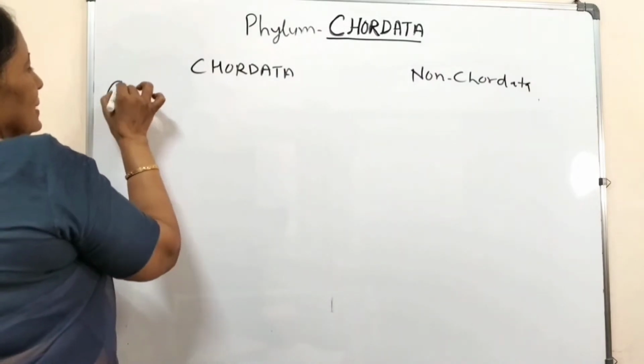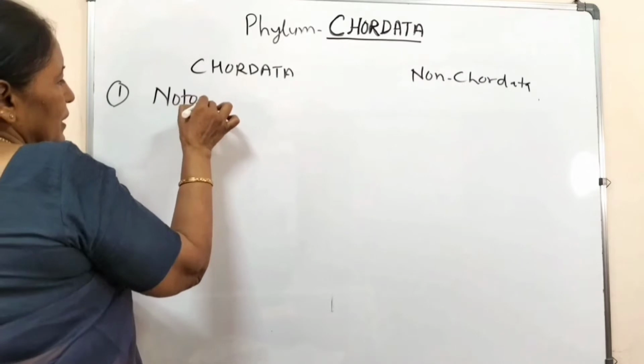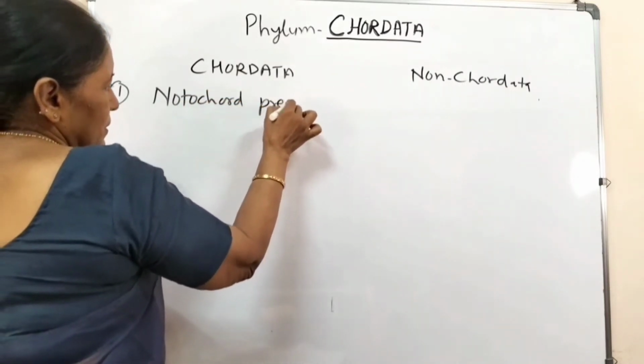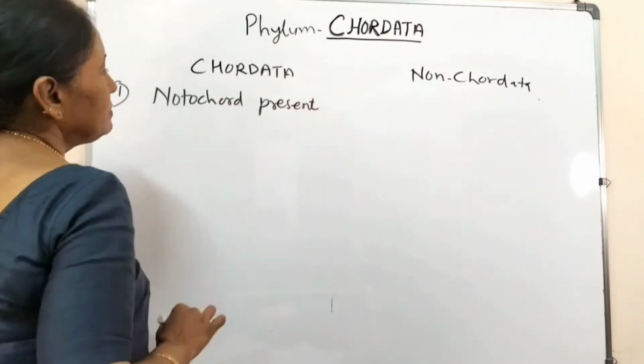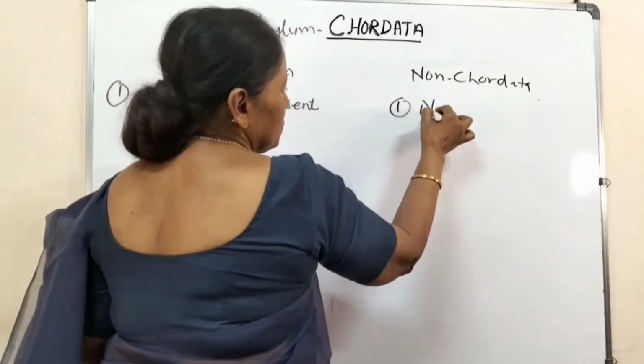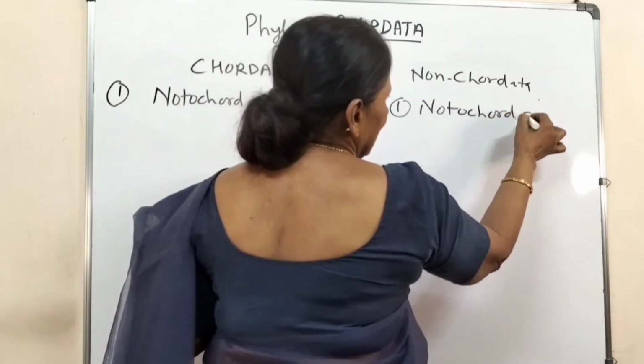First point is that in chordata, notochord is present. This is a very basic feature. Notochord is present. On this basis only the organisms are grouped and kept under chordata. Whereas in non-chordates, it is absent.